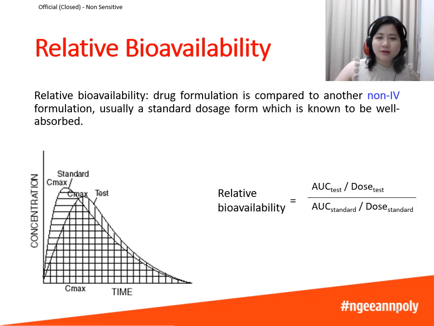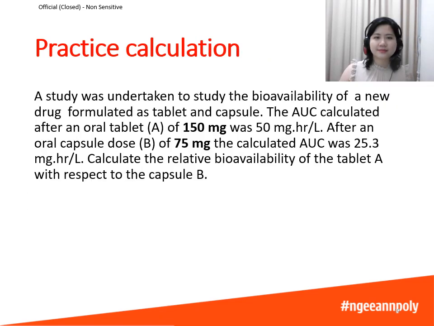The relative bioavailability is calculated by taking the AUC of the test dosage form divided by its dose over the AUC of the standard dosage form divided by its dose. Let's do a practice calculation.